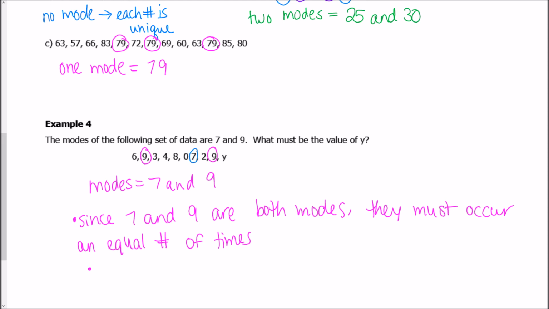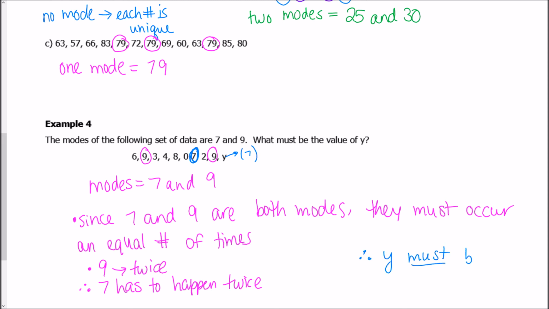And since we know that 9 happens twice, then we can conclude that 7 has to happen twice. But this 7 only occurred once, which means that we need this y to also be a 7. So therefore, y must be 7 as well. Okay? And that's all we need to know for this lesson.